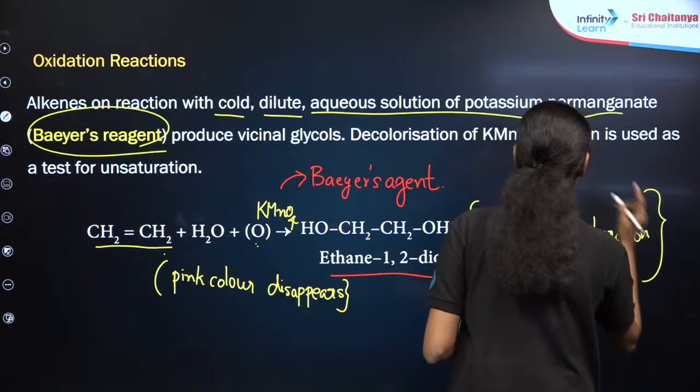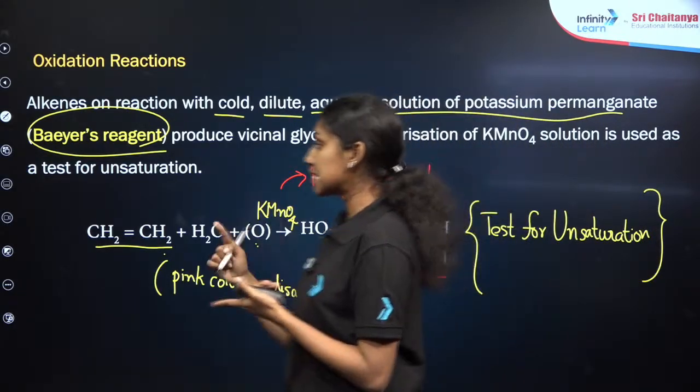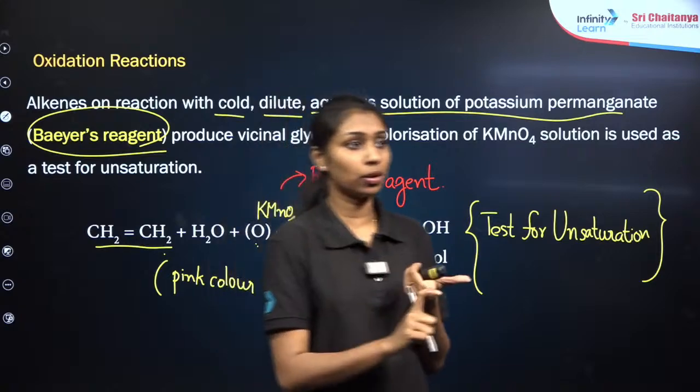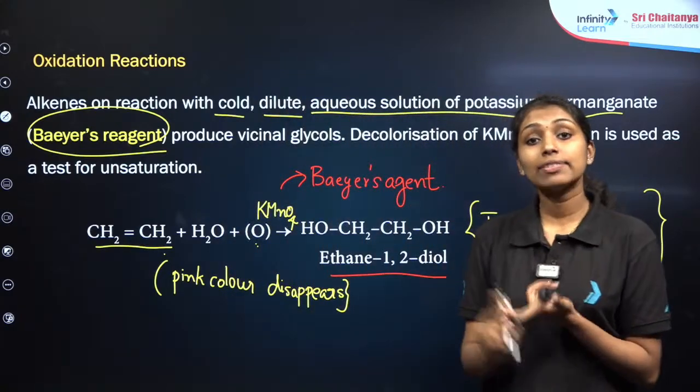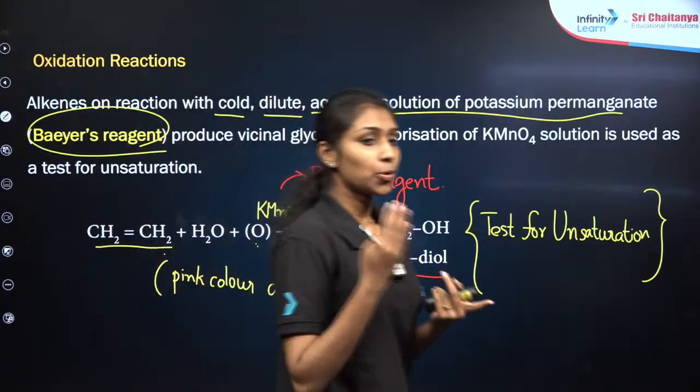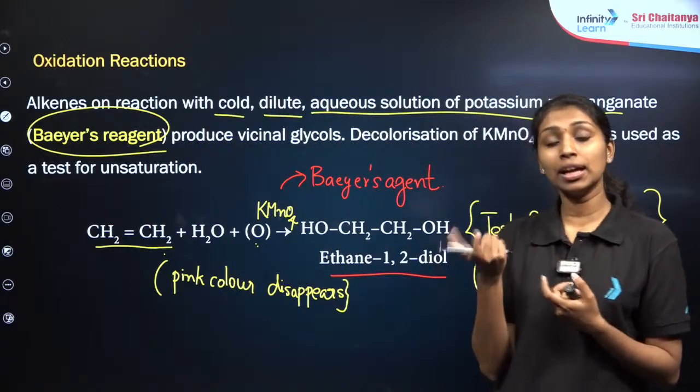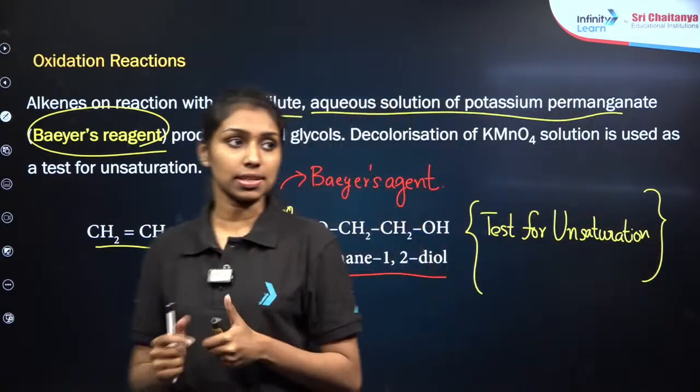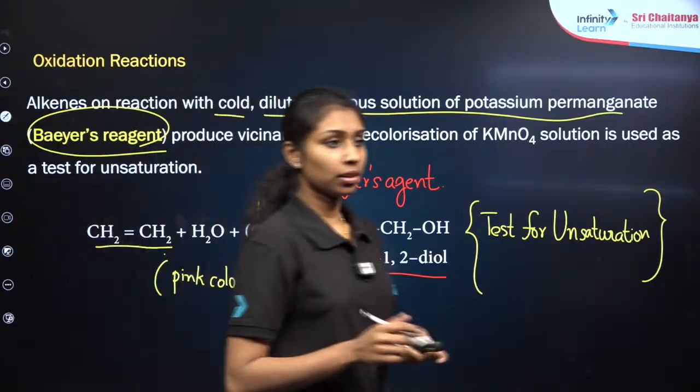If you do this Baeyer's reagent test with compounds containing only single bonds, it will not show the pink color disappearance, that is, no positive result. So we can use the Baeyer's test to distinguish alkenes from alkanes. Is that clear?